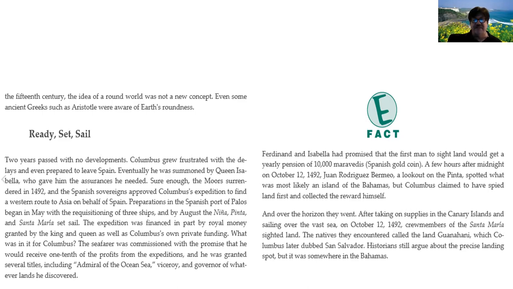Continuing. And over the horizon they went. After taking on supplies in the Canary Islands, the Canary Islands belong to Spain. They're off the coast of Spain. And sailing over the vast sea on October 12, 1492, crew members of the Santa Maria sighted land. The natives they encountered called the land Guanahani, which Columbus later dubbed or named San Salvador. So he changed the name into Spanish. But the Indians there had a name for it already, and it was called Guanahani. Historians still argue about the precise or exact landing spot, but it was somewhere in the Bahamas. Okay, I'm gonna click to the next page.